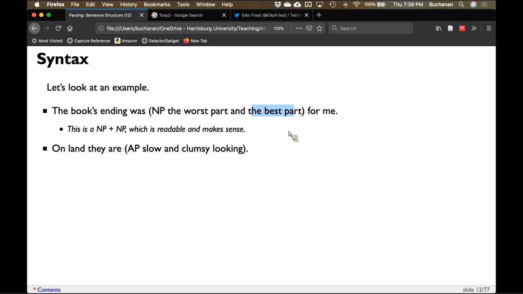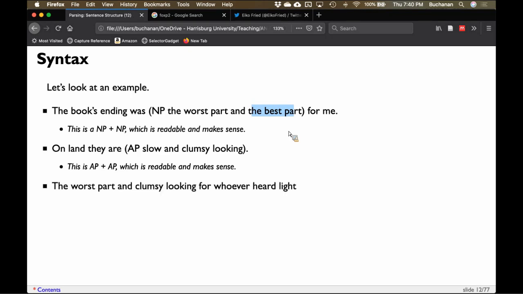We can instead switch to adjective phrases. So on land, they're slow and clumsy looking. I don't know if this is turtles or sloths or what exactly they're talking about, but both of those are adjective phrases, slow and then clumsy looking. Combine those two, works great, excellent.